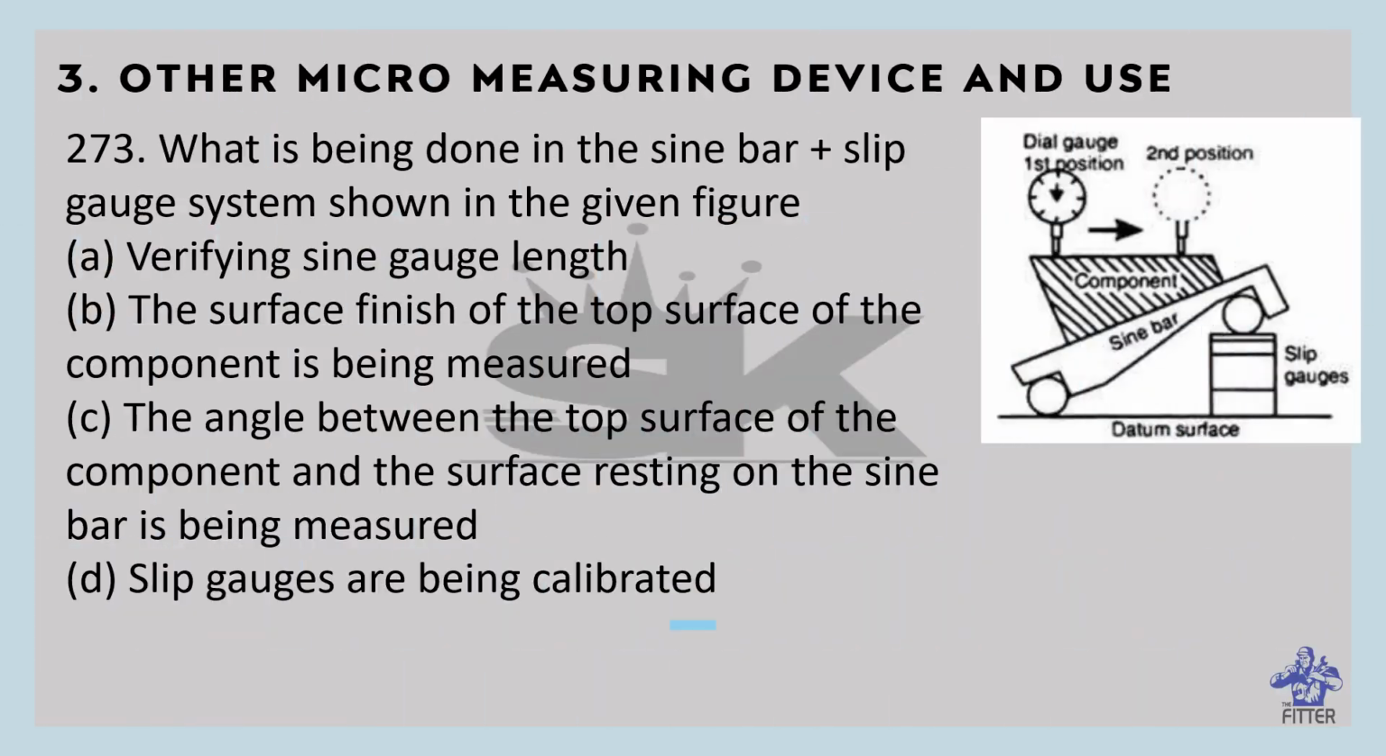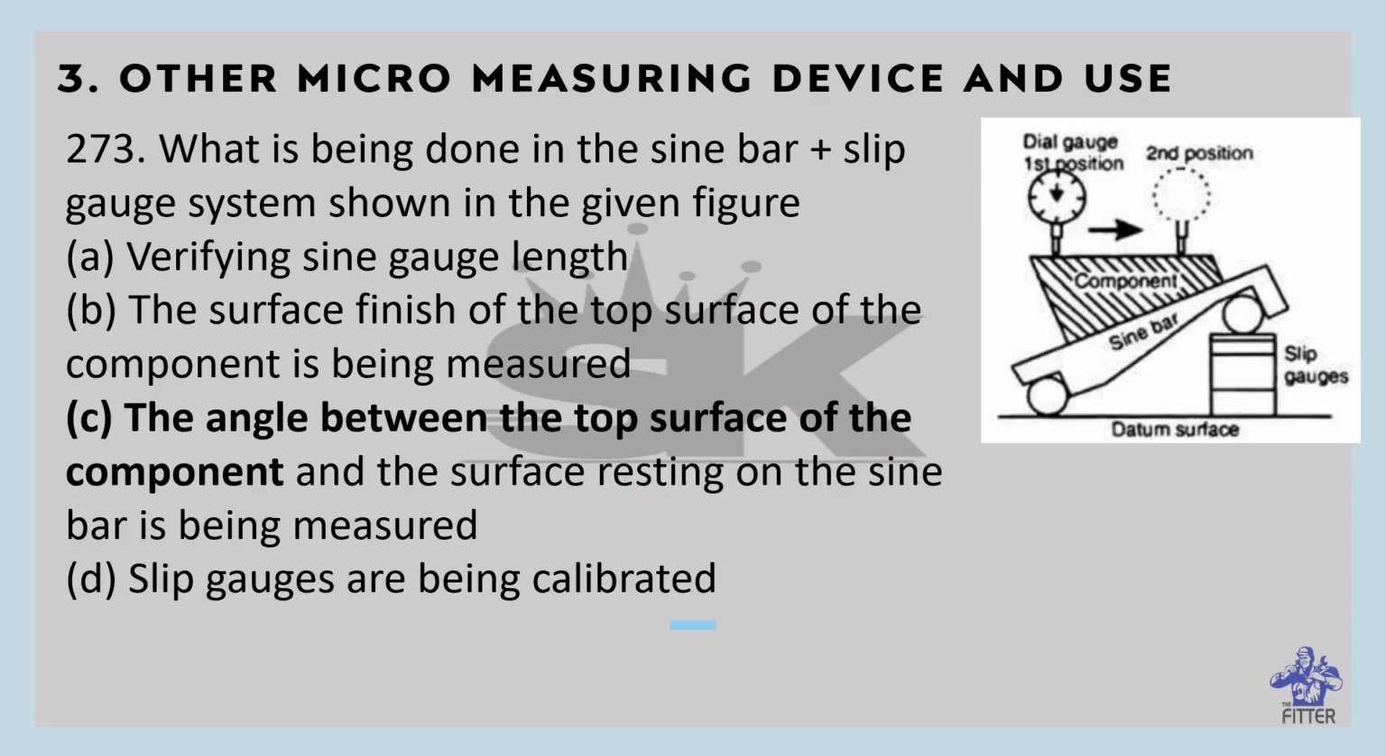What is being done in the sine bar plus slip gauge system shown in the given figure? So the angle between the top surface of the component and the surface resting on the sine bar is being measured. So option C.